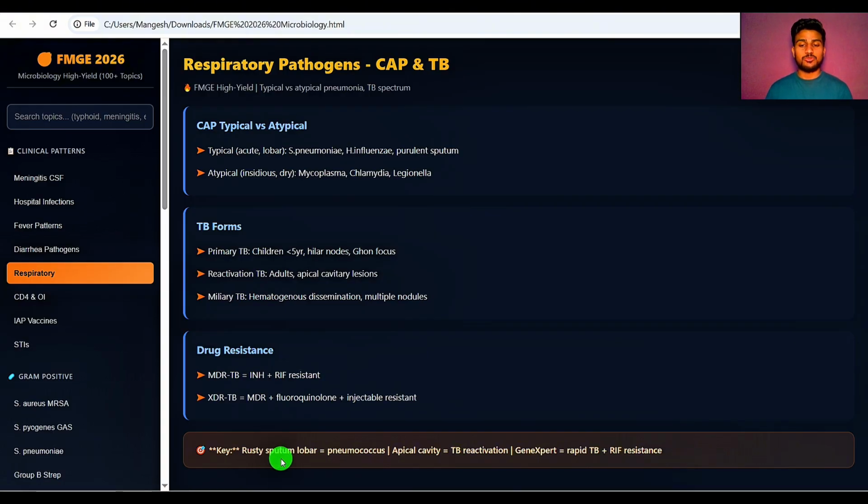What I want you to focus on is that whenever the question mentions rusty sputum or lobar involvement or anything like that, then you have to consider pneumococcal infection. If the question mentions something like apical cavities, then you have to consider TB reactivation. And if there is something called GeneXpert, then it is used for rapid TB assay, and it also detects rifampicin resistance. So that also we can come to know if we do GeneXpert testing.